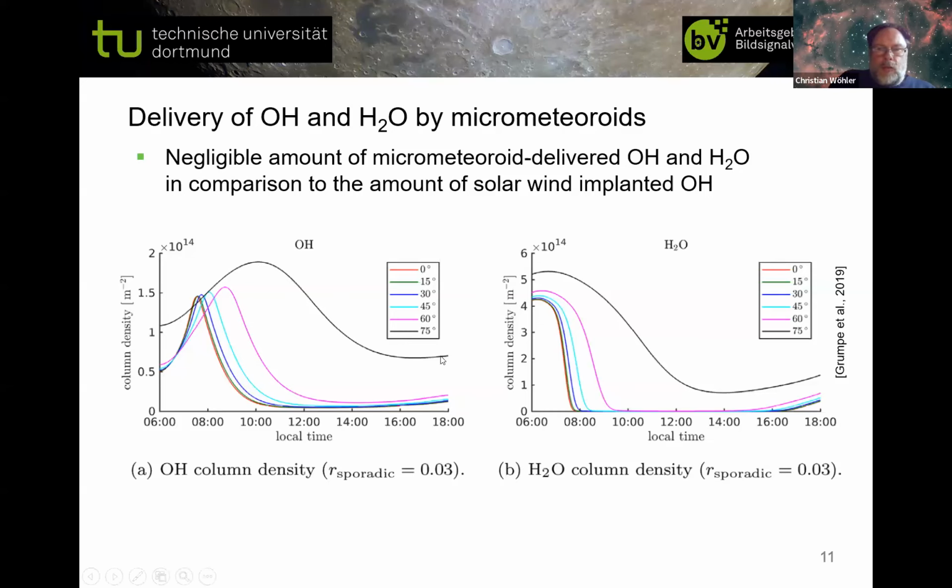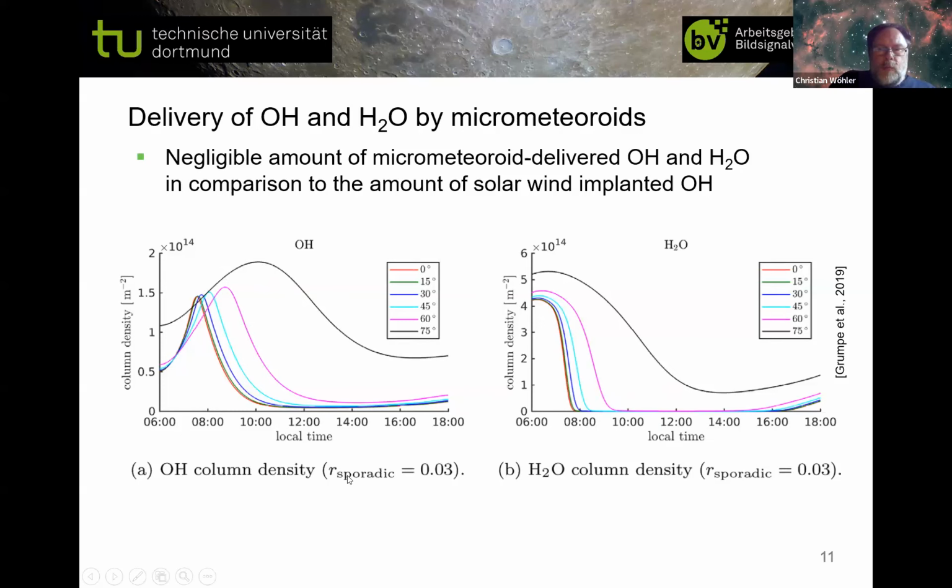And then we simply omitted this micrometeoroid delivered component because, as I said, it's an order of magnitude lower than the solar wind induced component. One could model this in more detail, but the measurement accuracy of the M-cube data is by far not high enough to be able to verify anything of it.